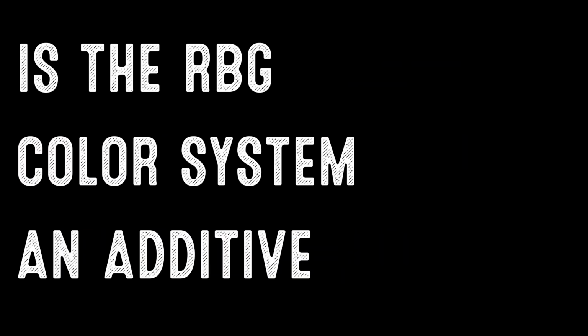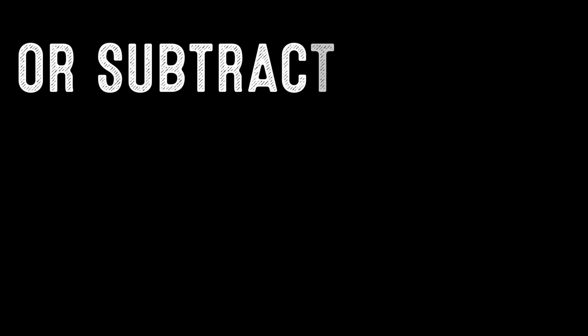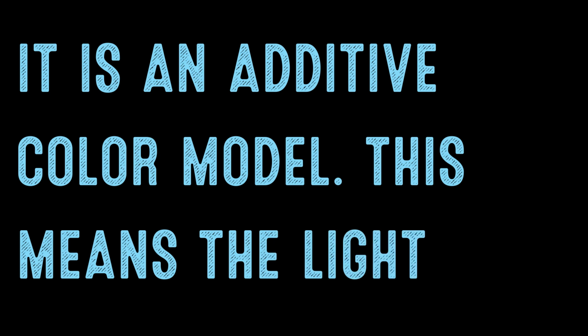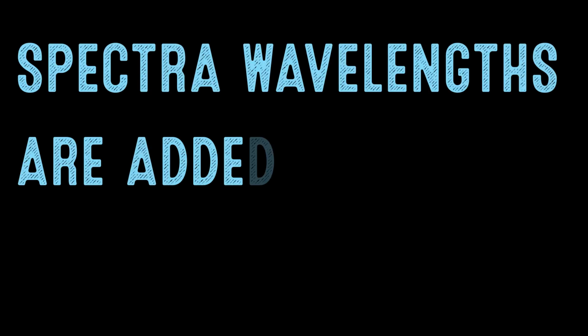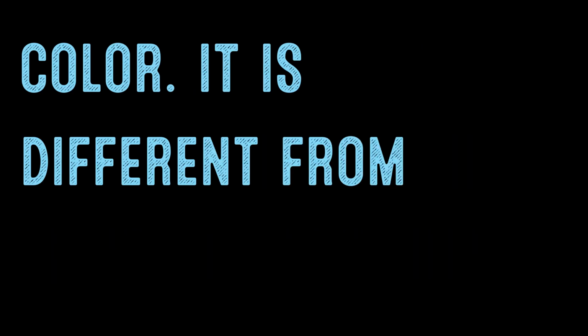Is the RGB color system an additive or subtractive color model? It is an additive color model. This means the light spectra wavelengths are added together to create the final color.